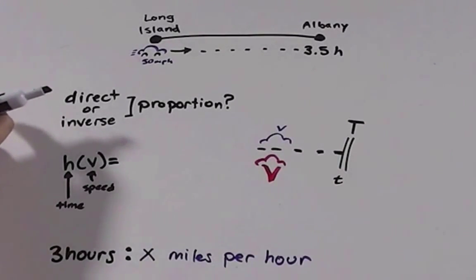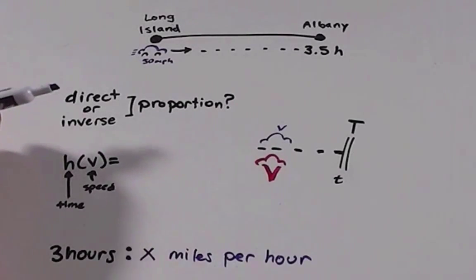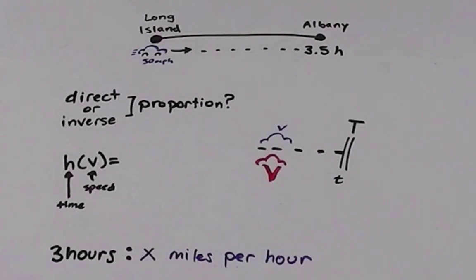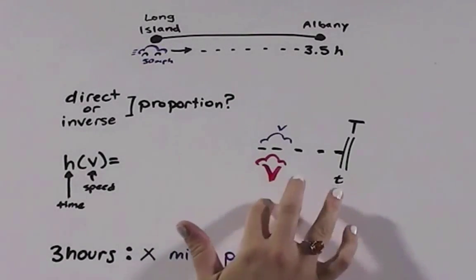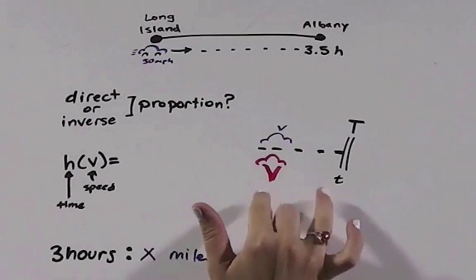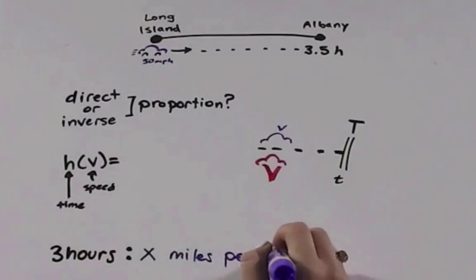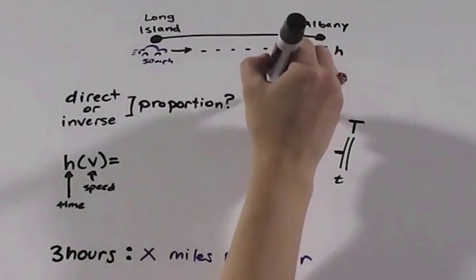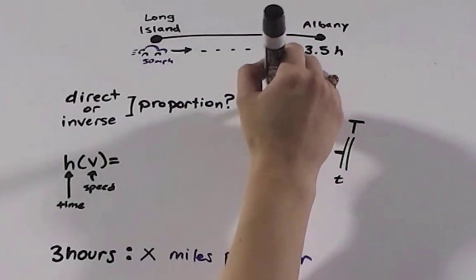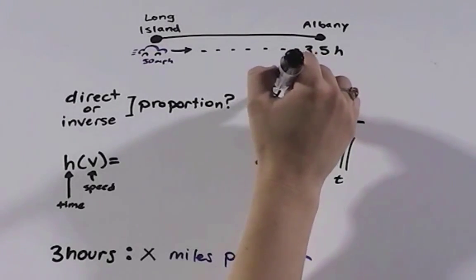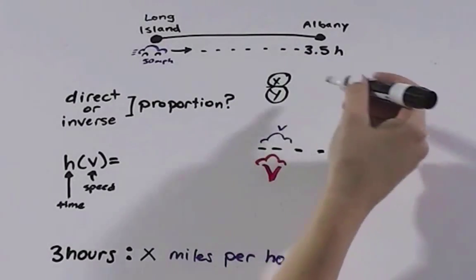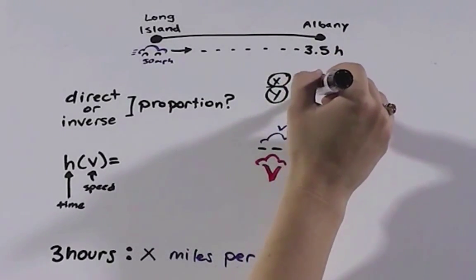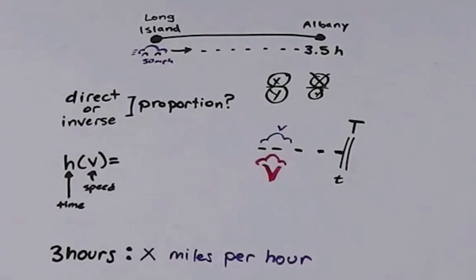Now this first question asks us, is the time the drive takes directly or inversely proportional to the speed? A proportion means that there's some relationship between these two values. And if it's a direct proportion, then if you have 2 values that you're relating, let's call them x and y, as x gets bigger, if y also gets bigger, that's called a direct proportion. But if as x gets bigger, y gets smaller, that's called an inverse proportion.